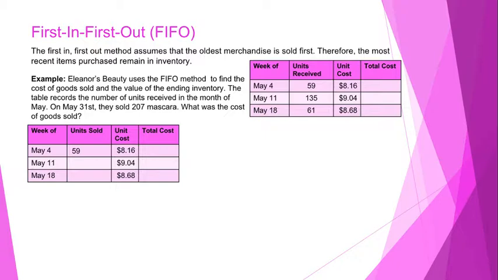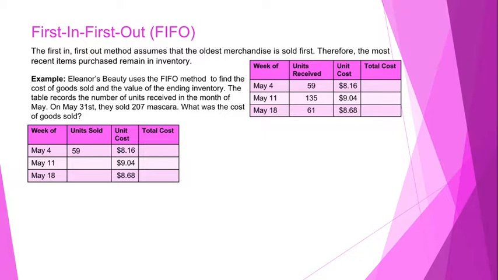So now we need to figure out how many units we have. We sold a total of 207 in May. We're going to subtract out the number we sold on May 4th, which is 59, and we end up with 148 more to sell in the month. Now if we look at May 11th, we received a total of 135. Well, that's less than the 148. So that means on May 11th, we sell 135. Multiply by the unit cost to get the total cost of $1,220.40.